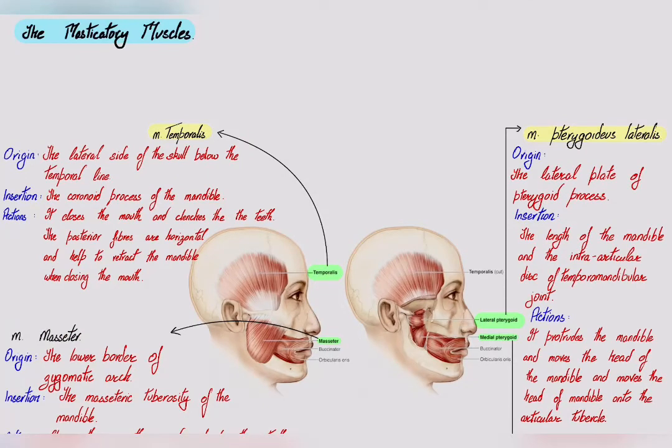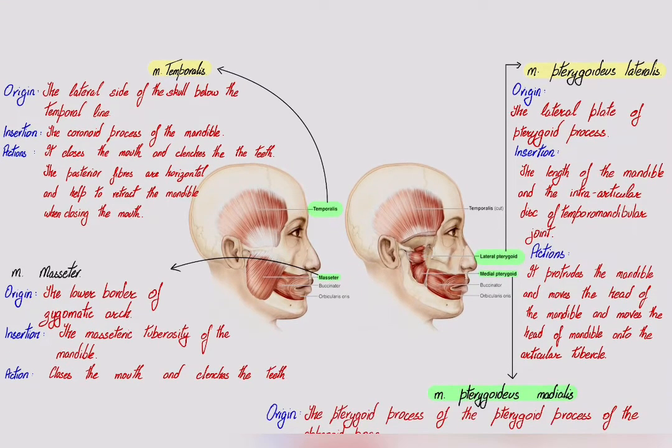Now, the next group of muscles are the masticatory muscles. Now, these muscles help in mastication of the food, as the name suggests. The first muscle is the temporalis muscle, which we can clearly see over here. The diagram is very clear. So, it originates from the lateral side of the skull below the temporal line and has its insertion in the coronoid process of the mandible. It performs the action that it closes the mouth and clenches the teeth. So the action is very simple, and the diagram is also very clear. So you can see the temporalis over here.